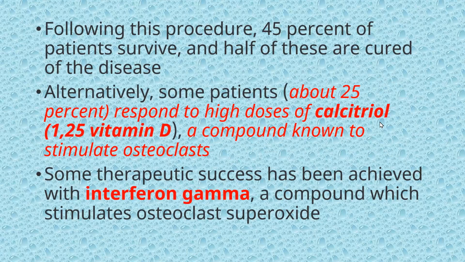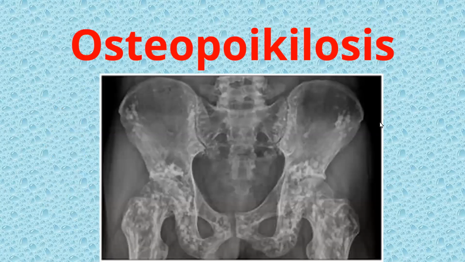Alternatively, some patients, about 25%, respond to high doses of calcitriol, 1,25-dihydroxyvitamin D, a compound known to stimulate osteoclasts. Some therapeutic success has been achieved with interferon gamma, a compound which stimulates osteoclast superoxide. Enough for osteopetrosis. Osteopoikilosis.